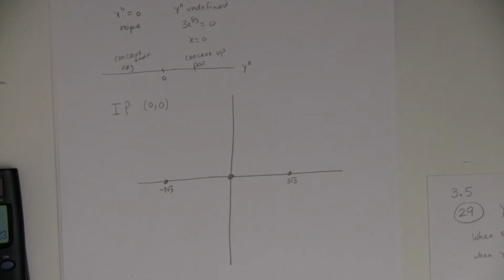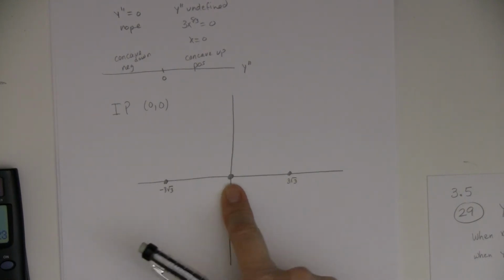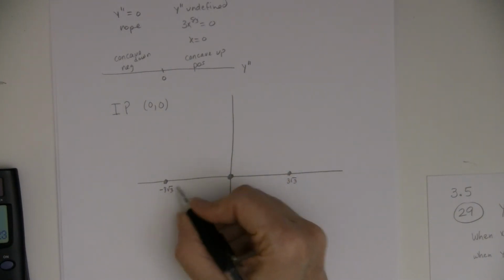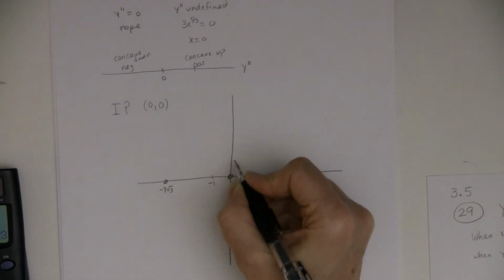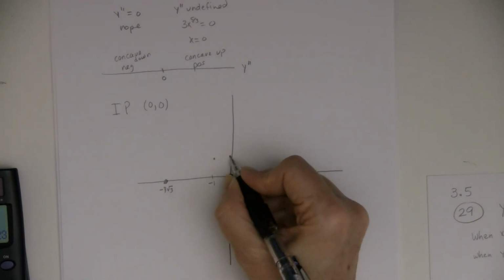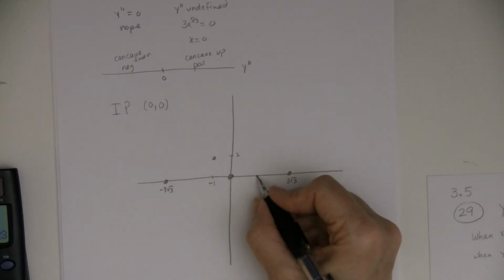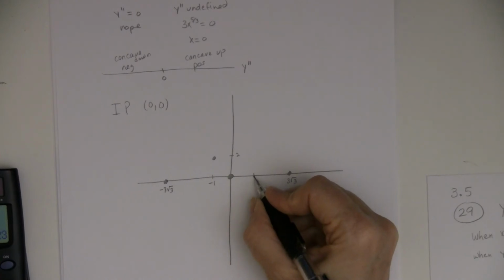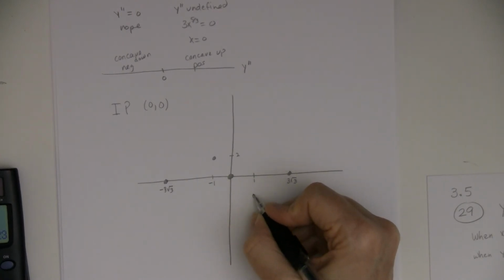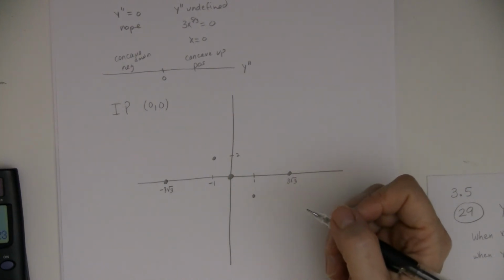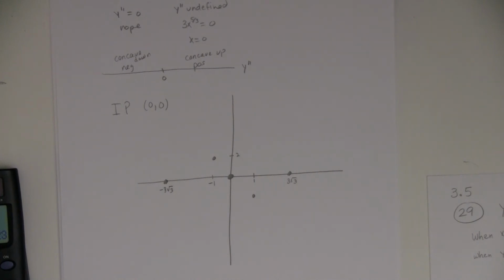Okay. And then we had an inflection point at 0, 0. So I think we had -1, 2. So this was around -5, so -1 somewhere in here, and then up 2. And that was a local max. And then 1, -2 was a local min.